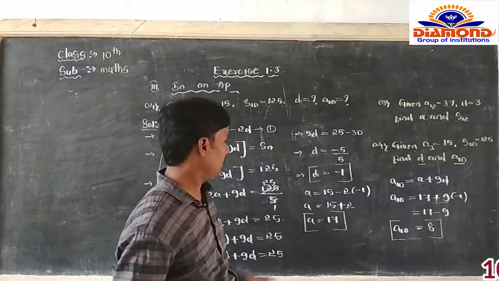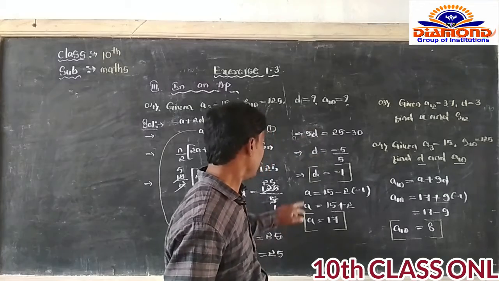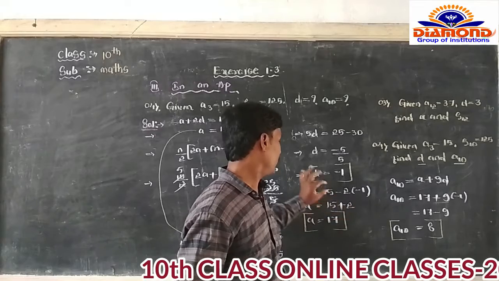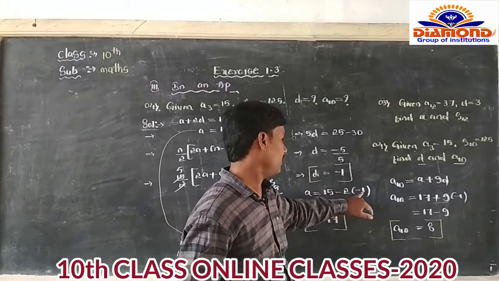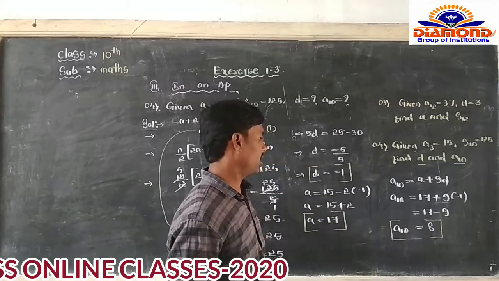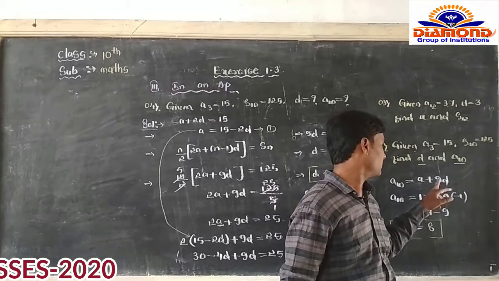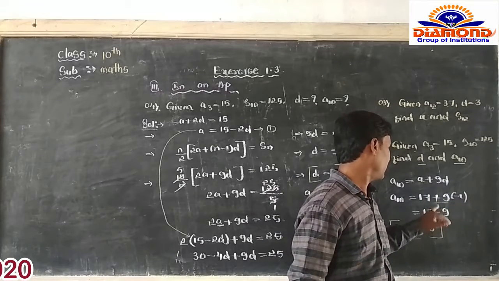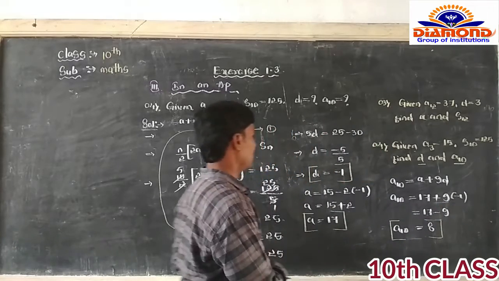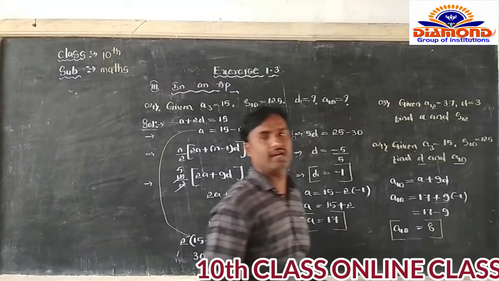Then we will find out the a 10th term. To find out the a 10th term, we should find out a. For this, already we know that a is equal to 15 minus 2d. 15 minus 2d, 15 minus 2 into d value, which is minus 1, minus into minus plus 2. 15 plus 2 is equal to 17. Means a 10th term is equal to a plus 9d. Here a value is 17 plus 9, d is minus 1. 17 plus 9 into minus 1, 17 minus 9 is equal to 8. Means common difference is equal to minus 1, and a 10th term is equal to 8, dear students.